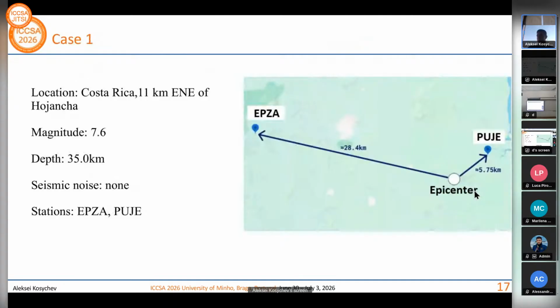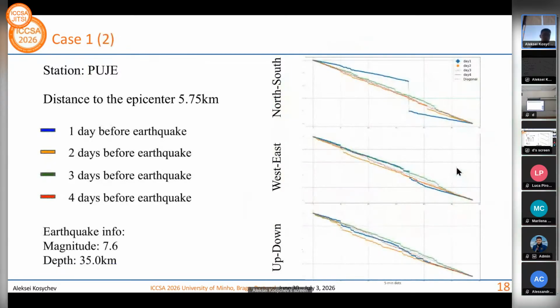So now I would like to present a case which happened in Costa Rica. It was an earthquake with a magnitude of 7.6 and an epicenter depth of 35 kilometers. There were 2 GPS stations connected with this case. The first one is EPSA, which is located at approximately 30 kilometers, and PUCH, which is located at approximately 6 kilometers. So we got the following results from the station PUCH, which is closer to the epicenter. We can see 4 curves, which represent different days before the earthquake, and we can see that the blue line in the north-south direction showed a very strong anomaly. It was approximately 10 hours before the actual earthquake.